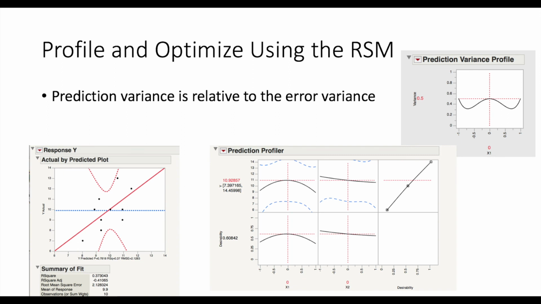In order to optimize using the RSM, we use the Create DOE tool in JMP. The prediction variance is relative to the error variance. When the relative prediction variance is 1, the absolute variance is equal to the error variance of the regression model.